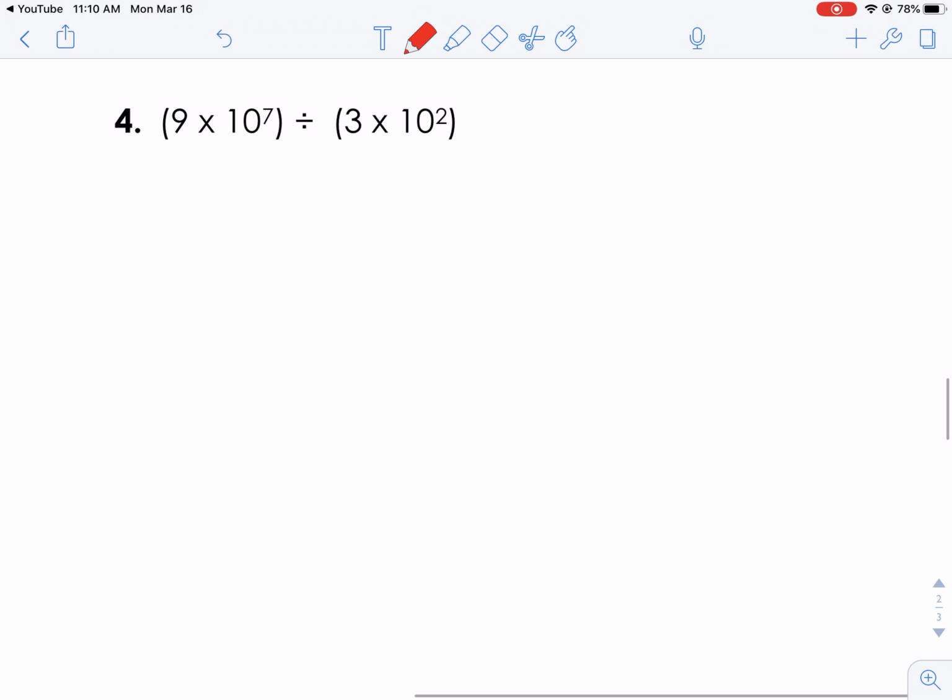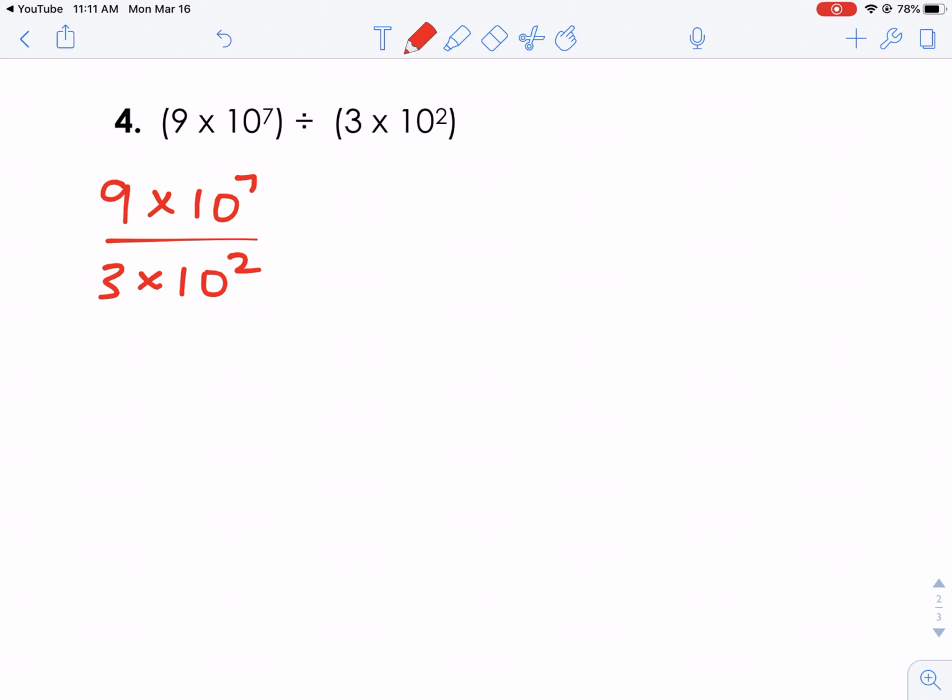All right, and then the last one, we have 9 times 10 to the 7th divided by 3 times 10 to the 2nd. Again, if you prefer, you can rewrite it using your division bar. Then we have 9 divided by 3 and 10 to the 7th divided by 10 to the 2nd. So 9 divided by 3 is 3. And then our powers of 10 would be subtracted, so 7 minus 2. So this would give us 3 times 10 to the 5th. And that is in scientific notation. Our 3 here is between 1 and 10, so we are good to go.